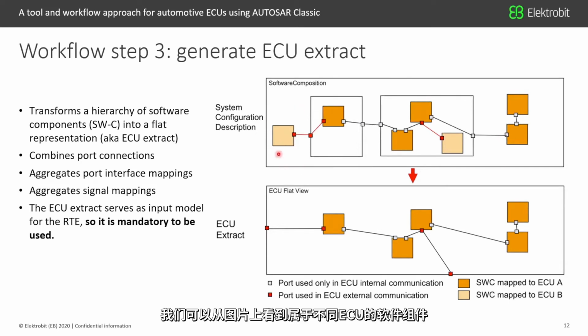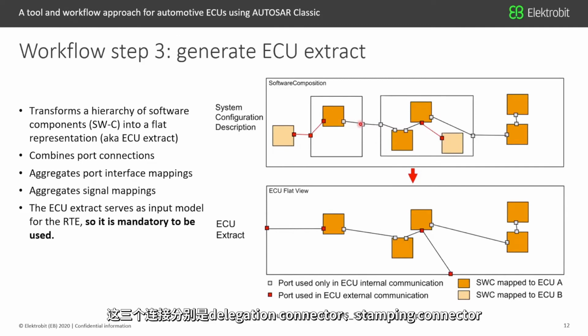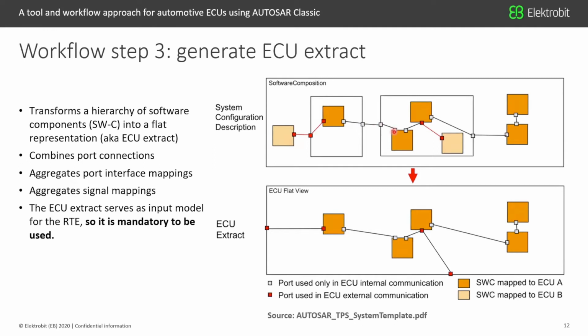Here we see software components belonging to different ECUs. So in the ECU extract, the non-relevant software components have been filtered out. But in addition, you see here, for example, the port connection, which consists of 2 connections, or actually 3 connections: a delegation connector, an assembly connector, and another delegation connector. All of this is now resolved to just one assembly connector. Just to give you an idea of what really happens here in the background.